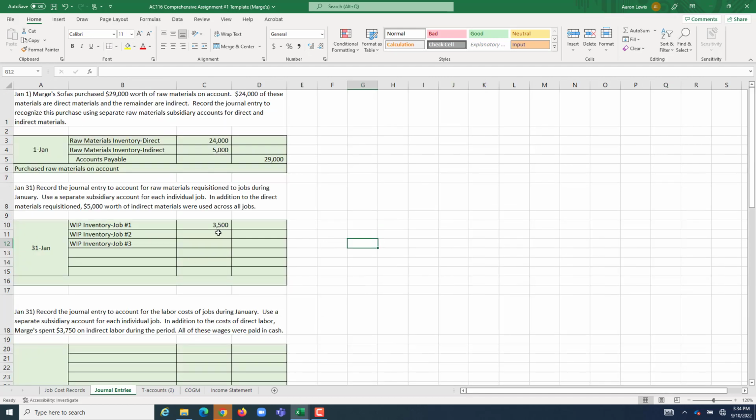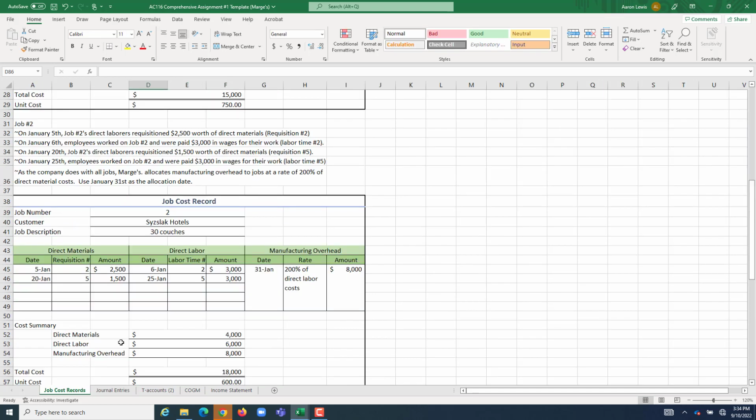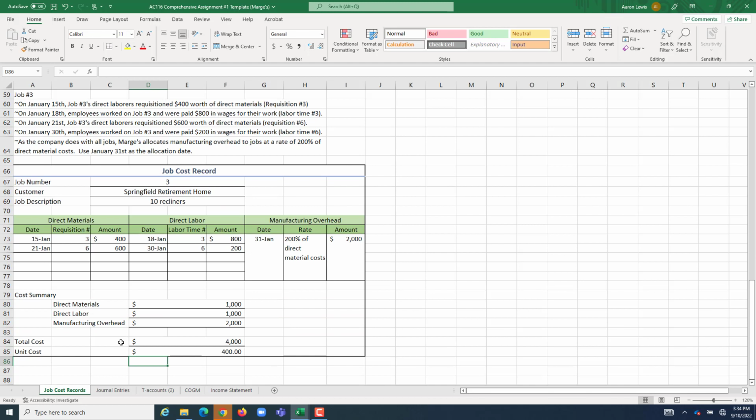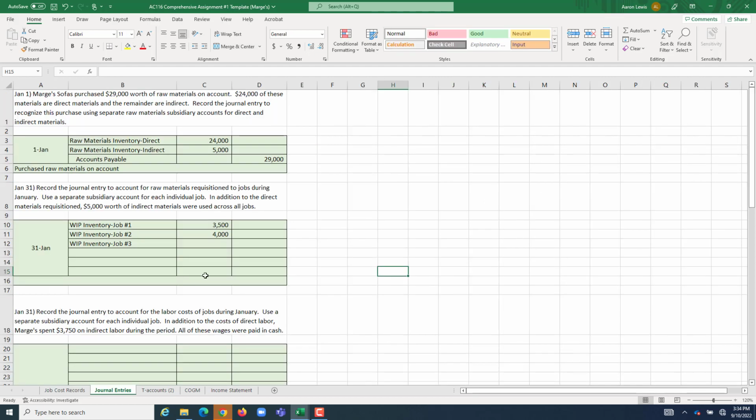So we're going to debit WIP inventory job 2 for that $4,000. And then lastly, in job 3, our job cost record says we use $1,000 worth of materials in that job. So let's put that $1,000 worth of costs into job 3 on our books by debiting WIP inventory job number 3 for the $1,000 worth of materials that we had on job 3's job cost record. That accounts for all of the direct materials.